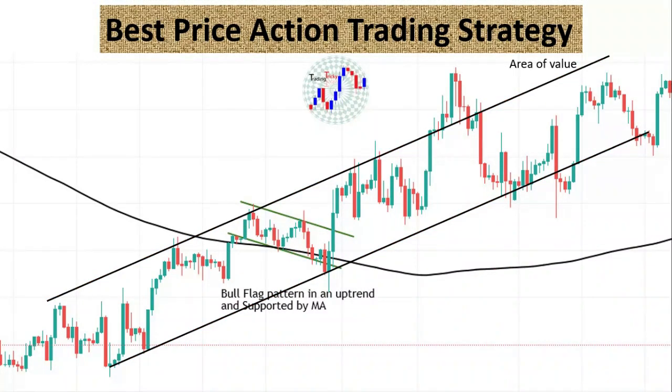Now you know support is an area where potential buying pressure could come in, and it is more probable if supported by a couple of values together, like a flag pattern supported by MA, also supported by a trend line, as I showed you. Now let's move on to the build up.